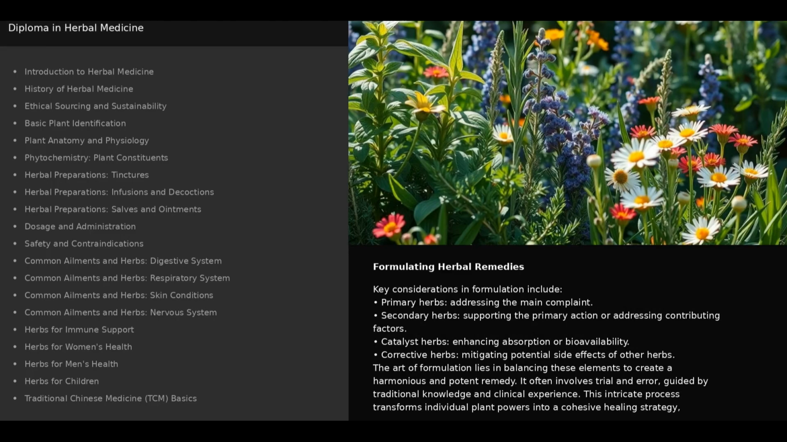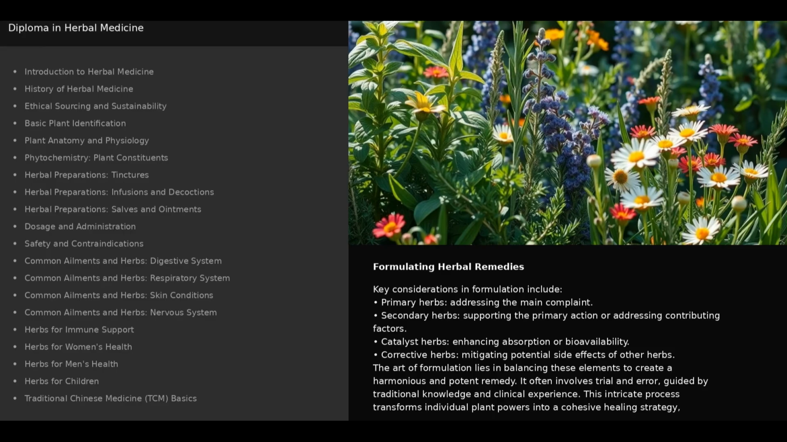Key considerations in formulation include primary herbs addressing the main complaint, secondary herbs supporting the primary action or addressing contributing factors, catalyst herbs enhancing absorption or bioavailability, corrective herbs mitigating potential side effects of other herbs. The art of formulation lies in balancing these elements to create a harmonious and potent remedy. It often involves trial and error. Guided by traditional knowledge and clinical experience, this intricate process transforms individual plant powers into a cohesive healing strategy, tailored for optimal results.